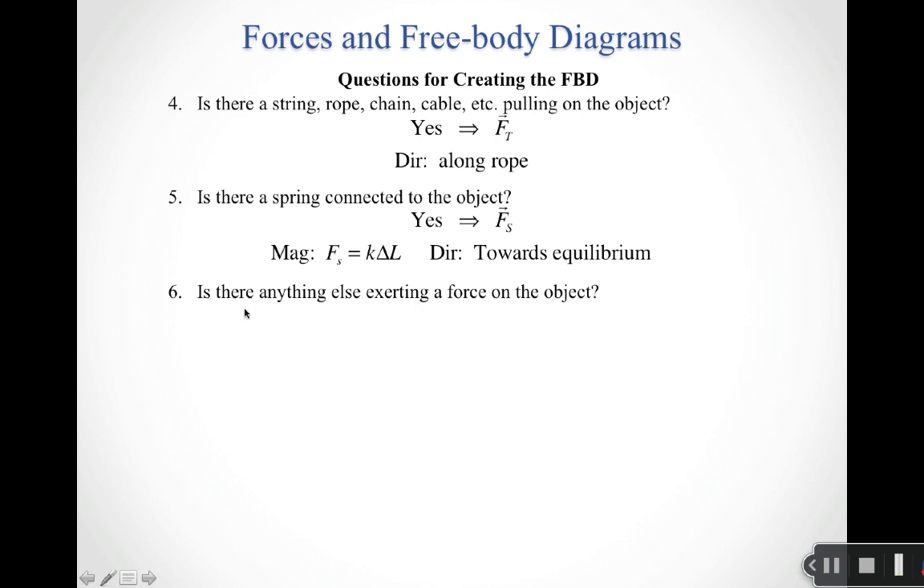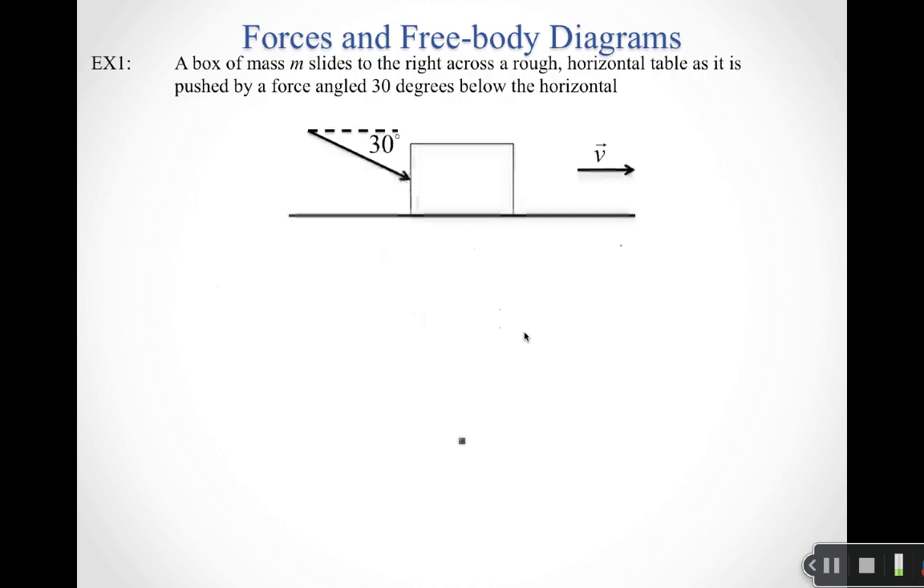And then the last question that we asked in 221 was, is there anything else exerting a force on the object? And if there was, then basically we would have some applied force that we would then draw into the free body diagram. So again, with this set of forces, notice there is no magnitude equation for the tension, there is no magnitude equation for the applied force. Either you've got to be told what those are, or you need to use Newton's second law to solve for what they are. Alright, so in terms of a couple just very simple examples.